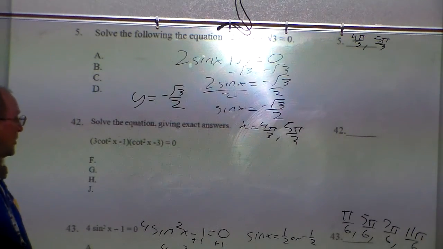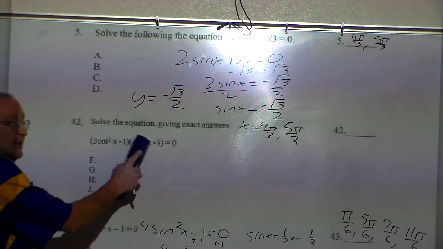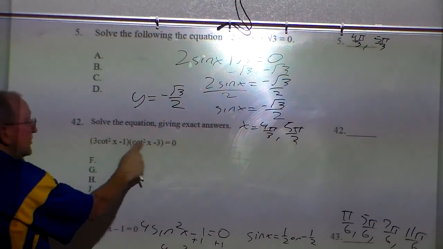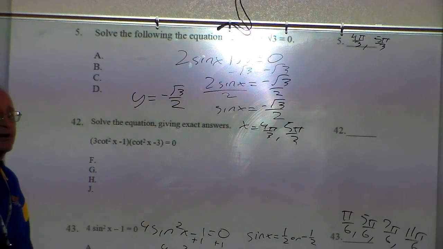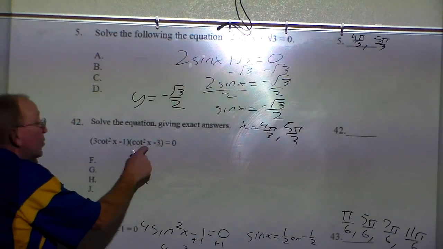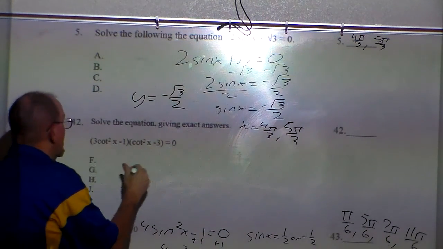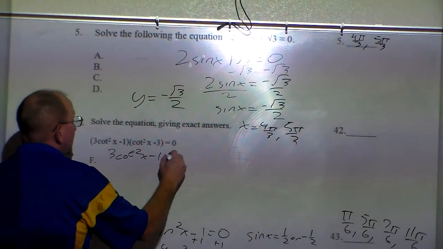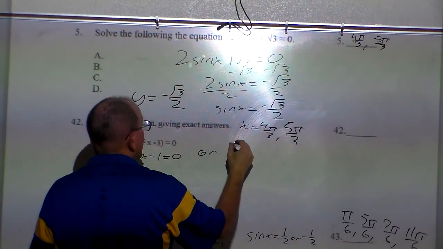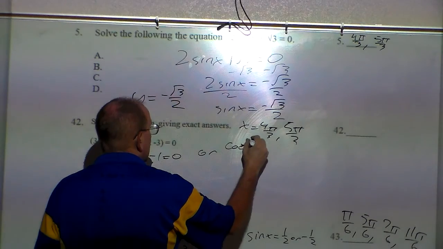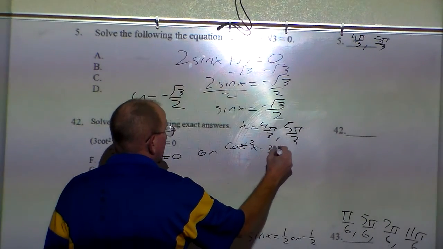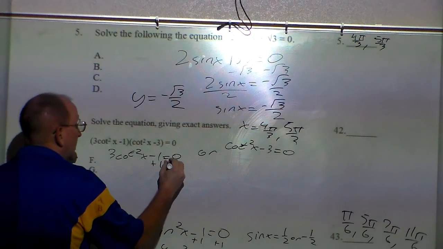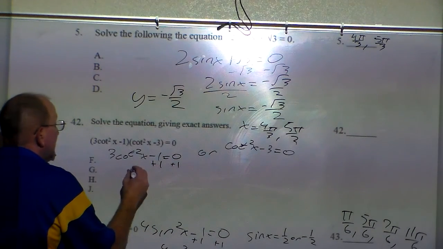The reason I did this one first is because what does each of these have in it? A squared, but it also has parentheses. This is like a quantity factor. All you do is set each one of these equal to what? 0. So basically it's 3 cotangent squared x minus 1 equals 0, or cotangent squared x minus 3 equals 0. So let's solve this side first. You would what? Add what? 1 and divide by what?